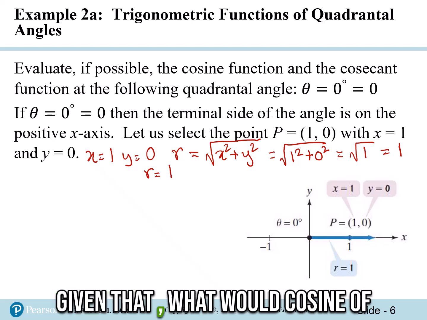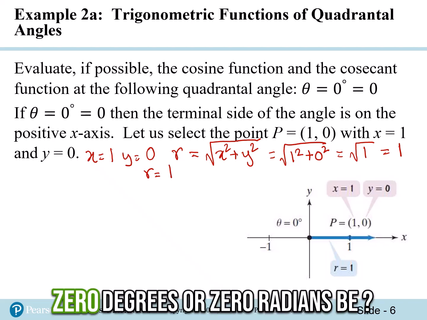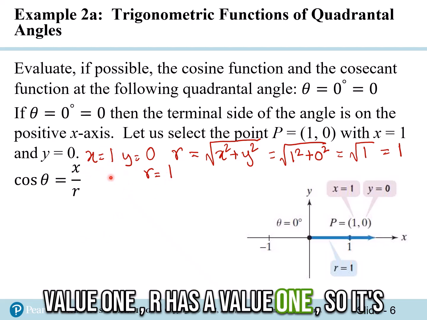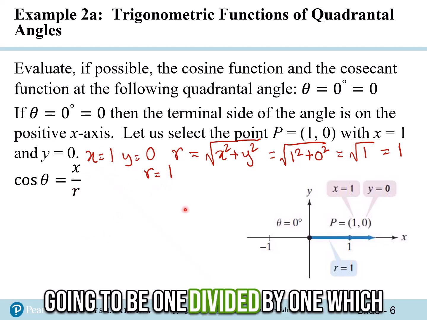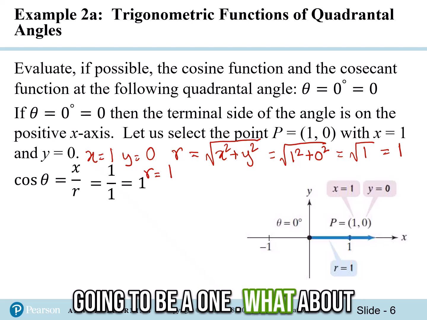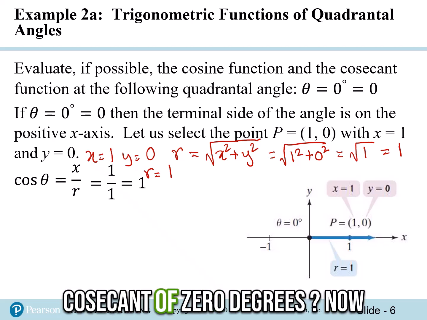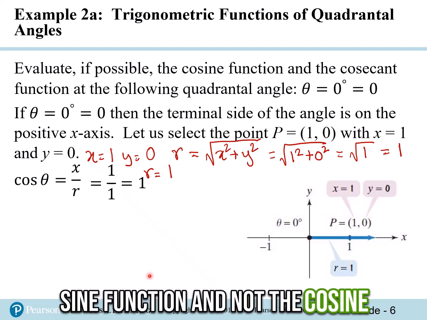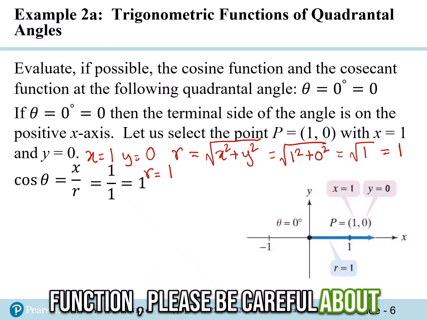Correct? So given that, what would cosine of 0 degrees or 0 radians be? Cosine is x divided by r. So x has a value 1, r has a value 1, so it's going to be 1 divided by 1, which is 1. So cosine of 0 degrees is going to be 1. What about cosecant of 0 degrees? Now, cosecant is the reciprocal of the sine function and not the cosine function. Please be careful about that.